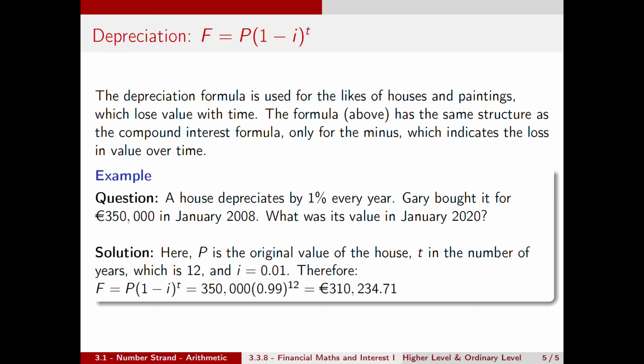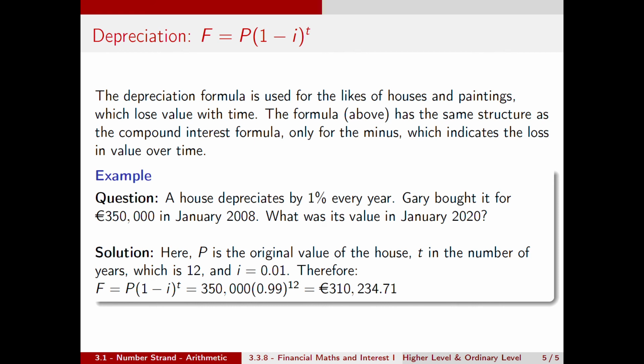So, again, how do we know which formula to use? Well, as we can see, the word depreciates is in the question. So initially, we're going to think we need to use the depreciation formula, which is correct. So P is the original value of the house, so the present value in 2008, which is €350,000. T is the number of years which will pass between 2008 and 2020, which is 12. And we can see that it depreciates by 1%, which gives us that I is equal to 0.01.